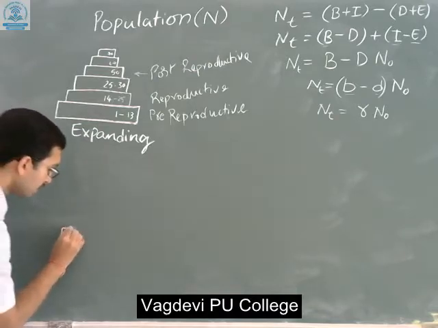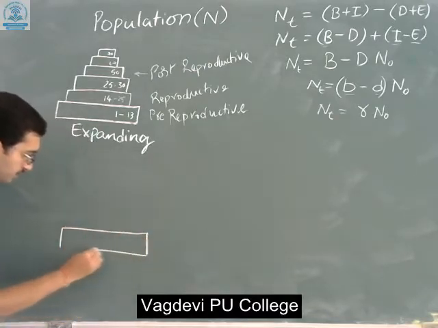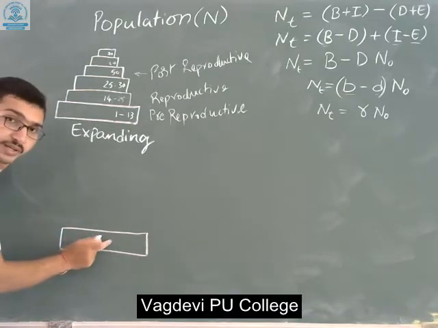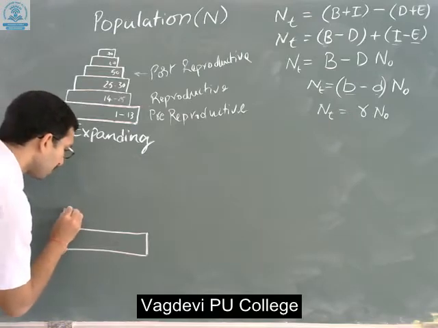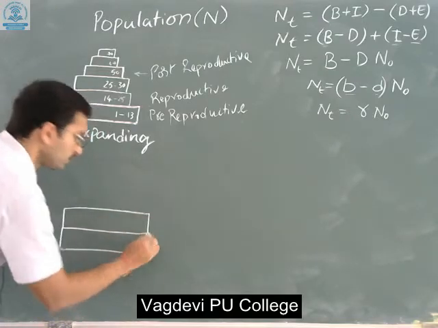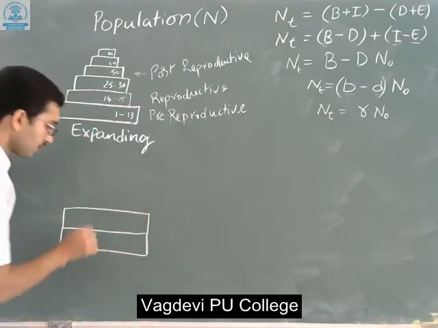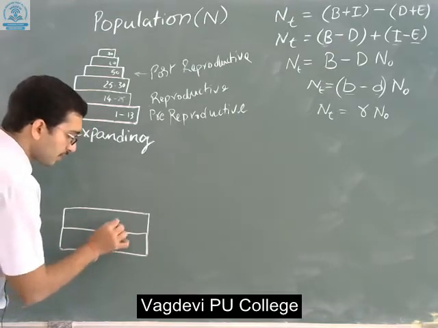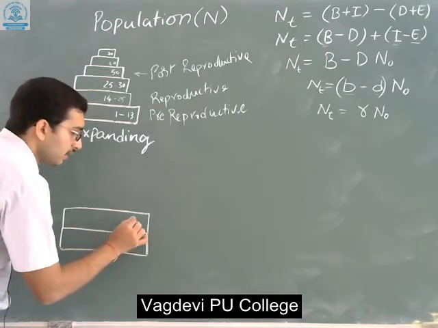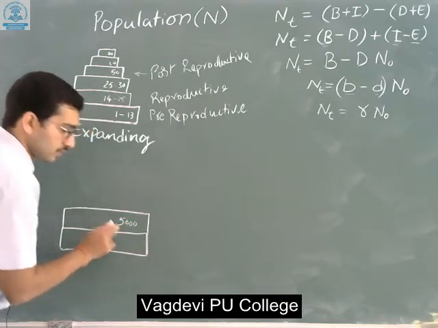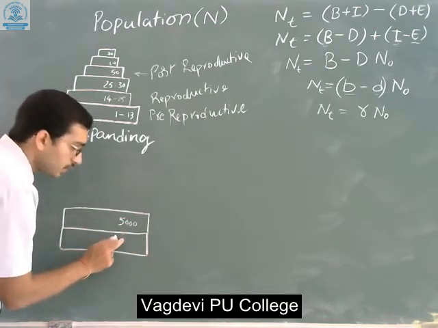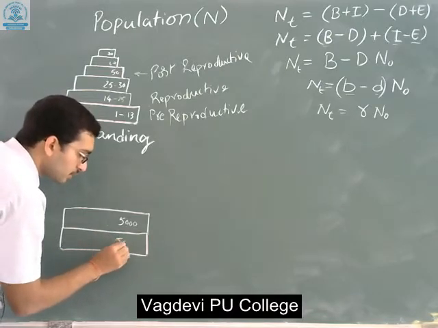Let's consider this is the pre-reproductive stage. The pre-reproductive stage population is equal to the reproductive stage. Here the two blocks are the same size, so let's say there are 5,000 individuals, and they have given birth to young ones, to 5,000 individuals only.